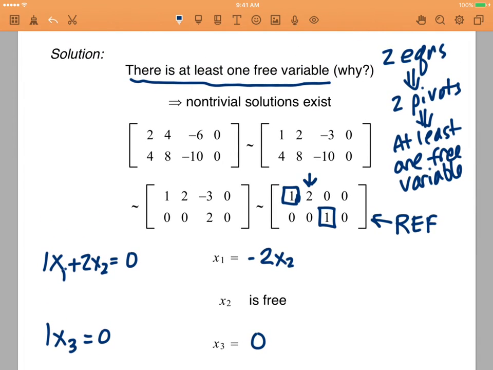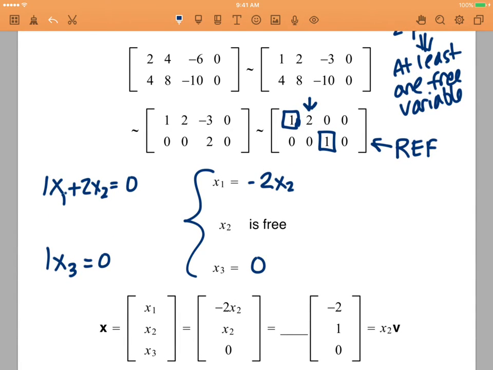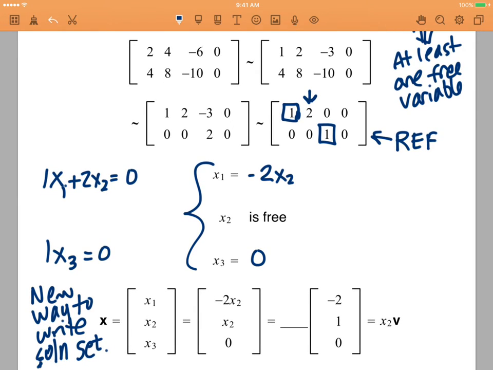Okay, now that should look familiar. That's what we've done before. Now we're going to come up with an entirely new way of writing this solution set. And this is based on vector notation. So now, new way to write the solution set. Sorry that the writing here is not that clear. That should be an S for solution set. There we go.